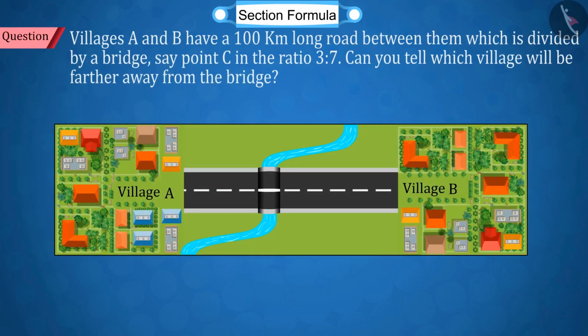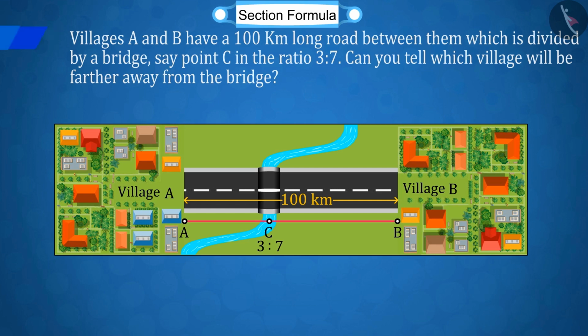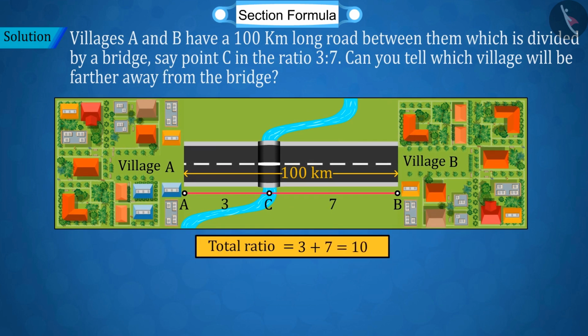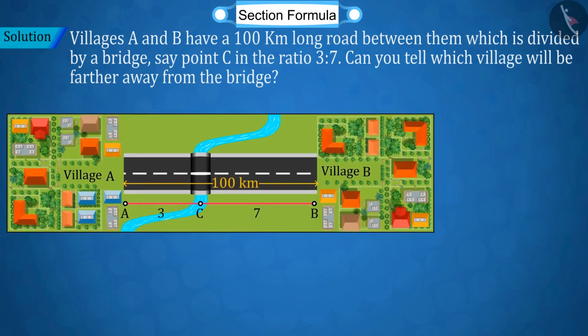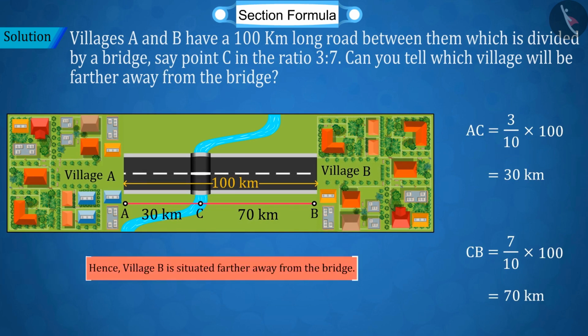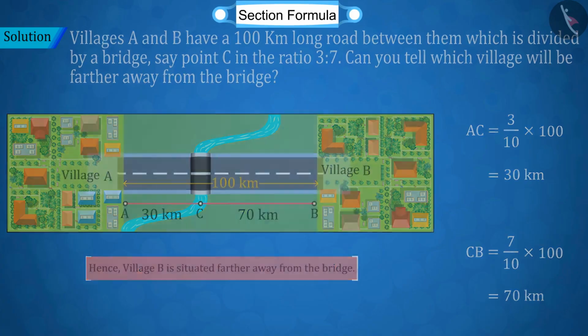Villages A and B have a 100-kilometer road in between, which is divided by a bridge, that is, point C, into 3:7. So, can you tell which of the two villages will be farther from the bridge? Well done. For this, we add both the parts of the ratio and see that one part of the road, AC, is 30 kilometers, while the other part is 70 kilometers. Hence, we can say that the village B is at a greater distance from the bridge.